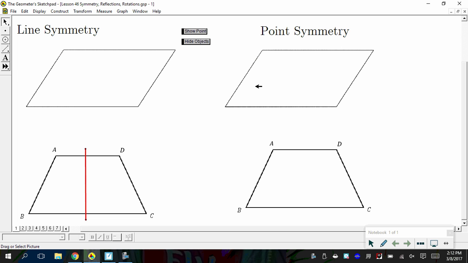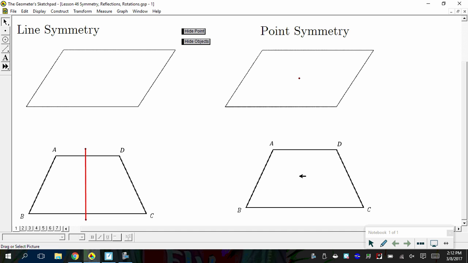Point symmetry is if we can draw a point on the object and rotate it some number of degrees, and then the object will look exactly the same. So if we put a point right in the middle of this parallelogram and we rotate it 180 degrees, it will look exactly the same. Of course, in order to be point symmetry, the number of degrees we rotate the object has to be less than 360, because if we rotate anything 360, it's going to be the same.